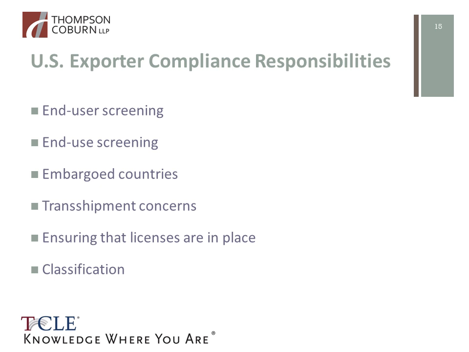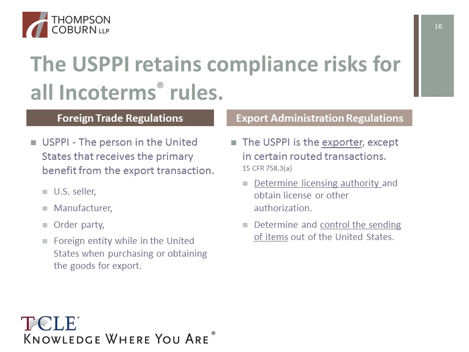The U.S. exporter has the responsibility for ensuring that the licenses are in place and for classifying the goods. And as we see, these responsibilities carry on even if the U.S. party specifically contracts for the buyer to take on many of these responsibilities. The U.S. principal party in interest, the seller, retains compliance risk for all Incoterm rules. So the USPPI, it has different definitions under the two sets of regulations.